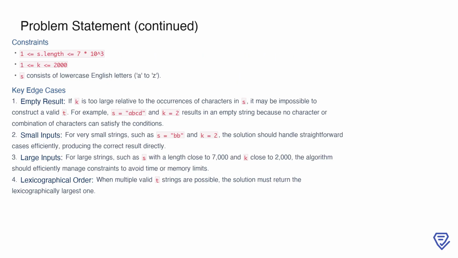Now, let's discuss the constraints and some key edge cases. The length of s can go up to 7,000, and k can be as large as 2,000, which means the solution must be efficient to handle large inputs. One critical edge case is when k is too large relative to the occurrences of characters in s, making it impossible to construct a valid t.